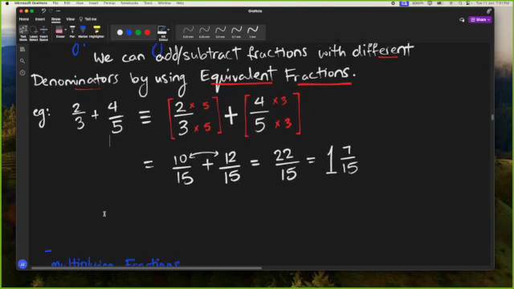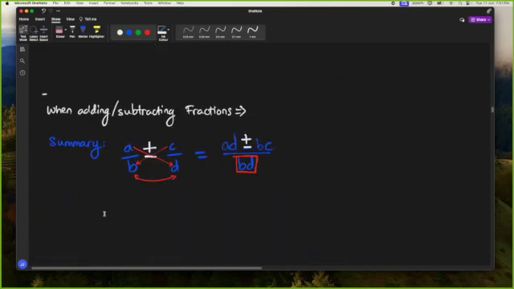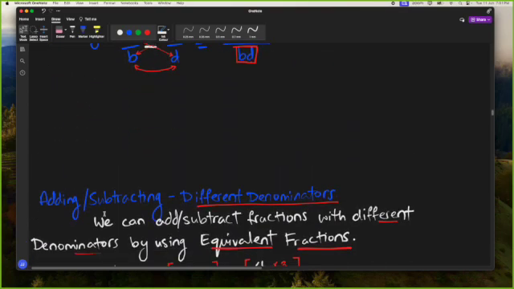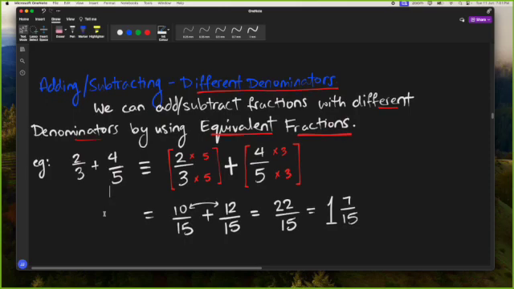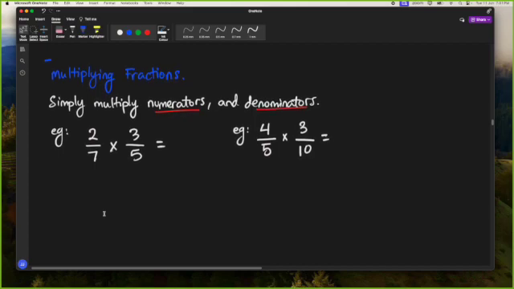Alright. So we talked about the adding and subtracting, and guess what? When it comes to fractions, adding and subtracting of fractions is the hardest part. So we're pretty much done with the hardest part of it, right? Now it's time to multiply fractions, right?